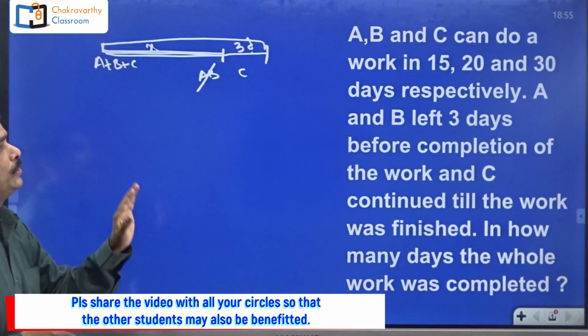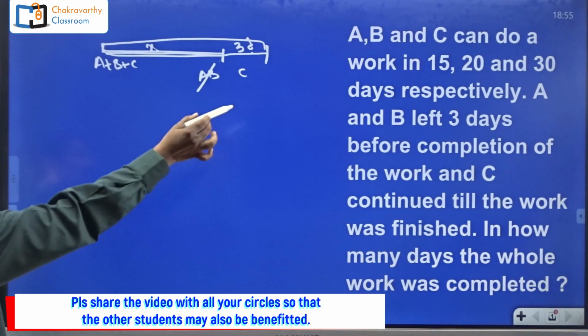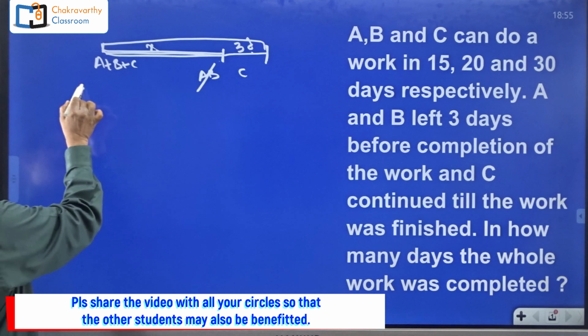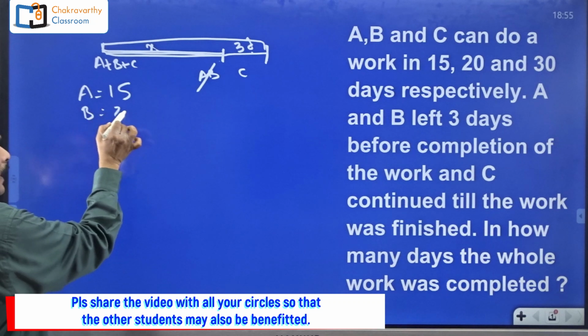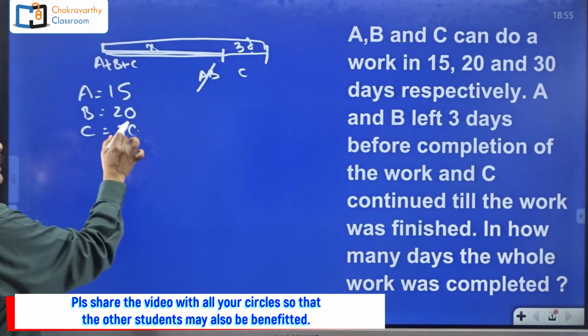Now, what's the basic approach here? First of all, we need to take the days, how they have given. A can do the work in how many days? 15 days. B can do in 20 days. C can do in 30 days.